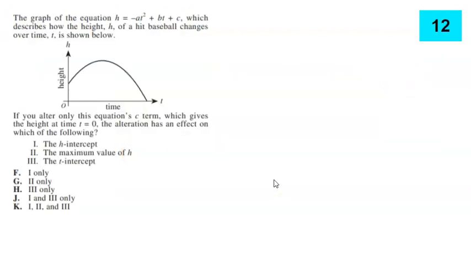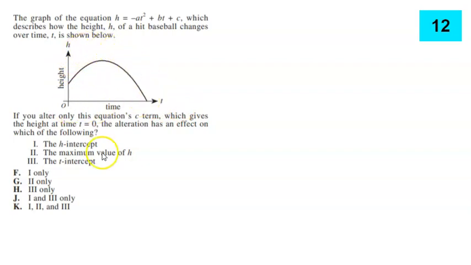The graph of the equation h is equal to negative a t squared plus b times t plus c describes the height of a baseball over time. And so you have a graph here. So it's asking you, if you only change c, which is this last term, what does this do to the graph? Well, it's going to change this number because c is the y-intercept. So, but if it changes this number, then this is going to have to raise up to go with it. And this is going to end up bumping over to the right if you go up more.